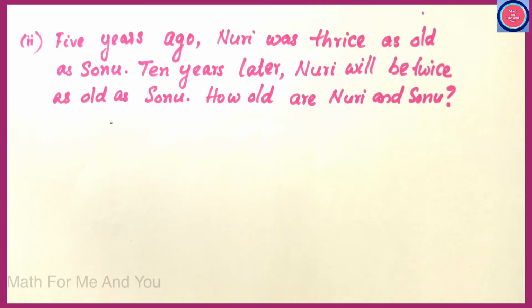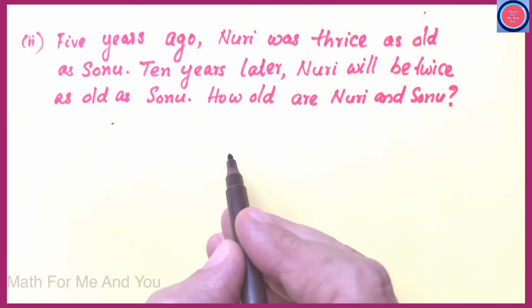In this question, it says 5 years ago, Noori was thrice as old as Sonu. 10 years later, Noori will be twice as old as Sonu. How old are Noori and Sonu? So we need to find the age of Noori and Sonu.